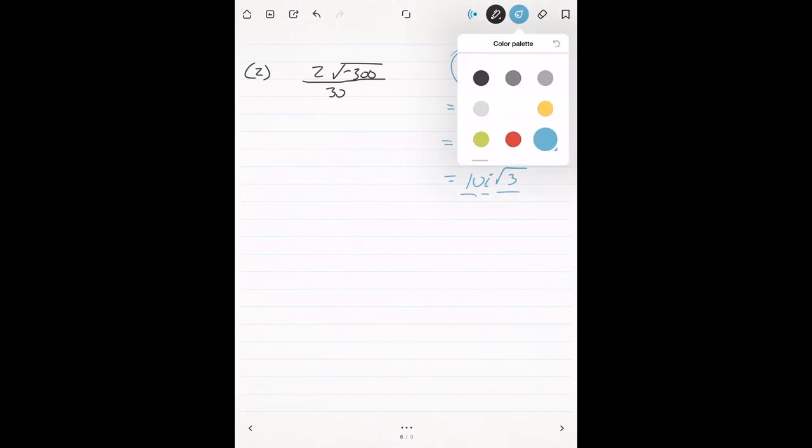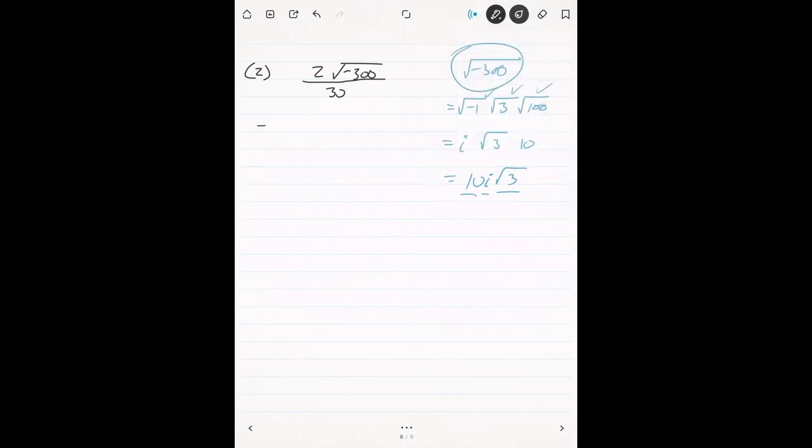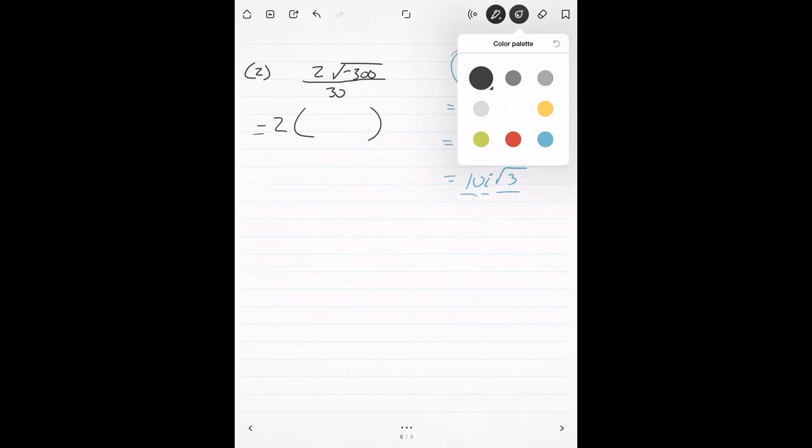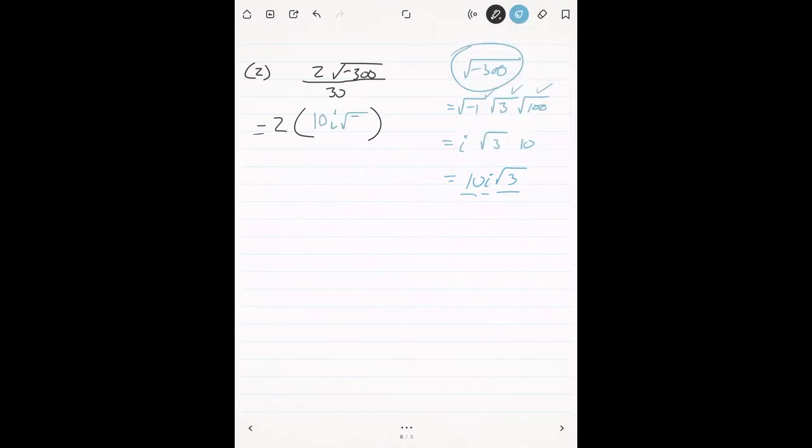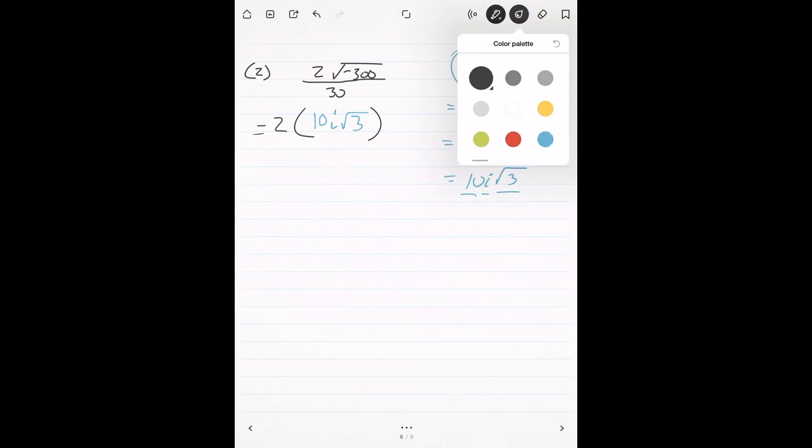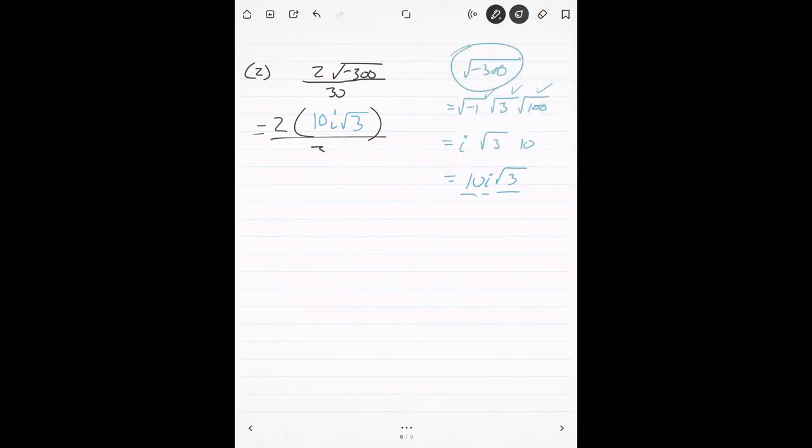So let's go ahead and plug this value into our expression. We have 2 times, let's see, change colors here, 10i root 3 all over 30. I do like to have my work to the side here, and I like to color code things just so I can see how I'm breaking down each component and how I'm subbing things back in.